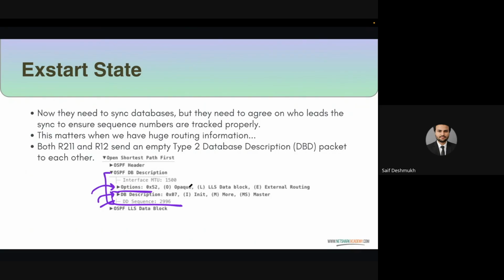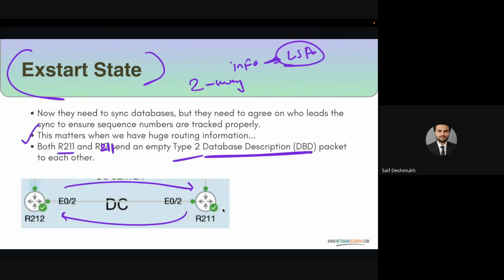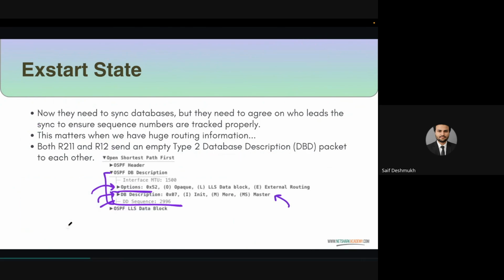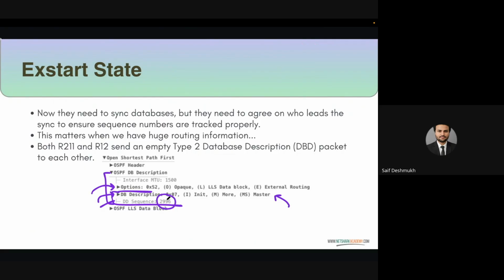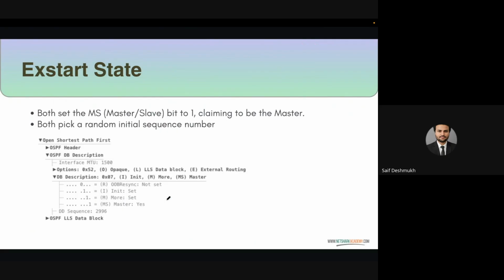So we have a database descriptor packet. Inside of it, we have specific flags. We have three flags: init, more, and master flag. Here's the thing. As soon as they go to two-way state, and in the further state, they are sending each other the DBD packet. In that, they are also presenting a sequence number.